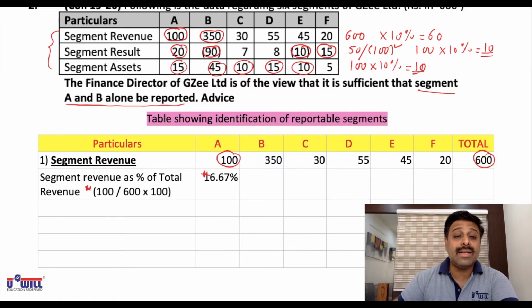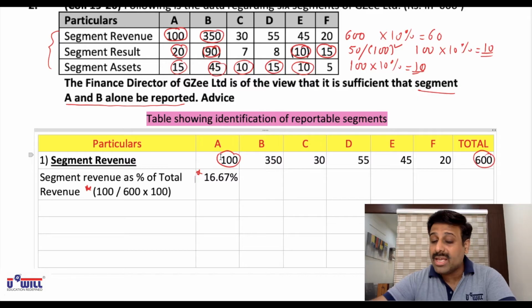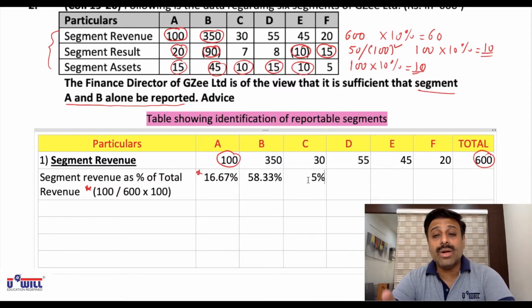In the same manner, how will you do it for B? 350 divided by 600 into 100. So 58.33, all of you write down 58.33%. Then do 30 divided by 600 into 100, which is 5. Instead of doing into 100, you can press the percentage key also. Means 55 divided by 600 and directly press the percentage key in the calculator.